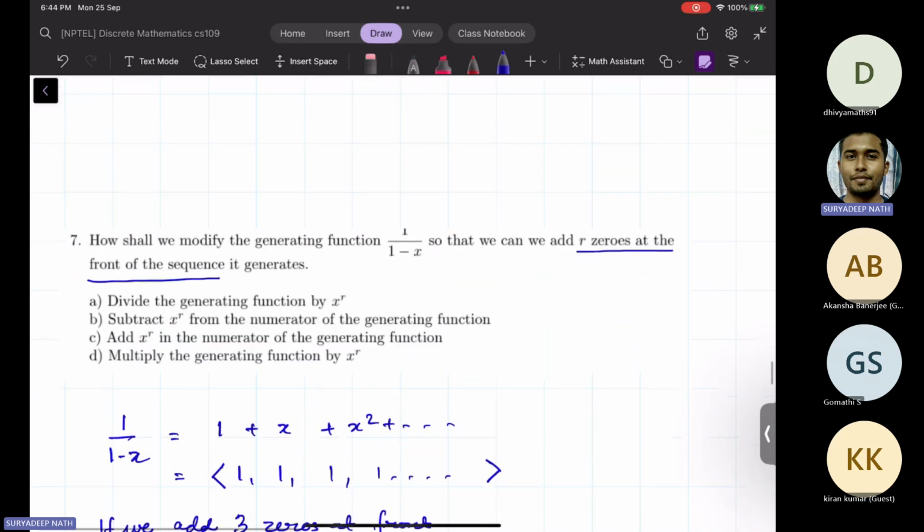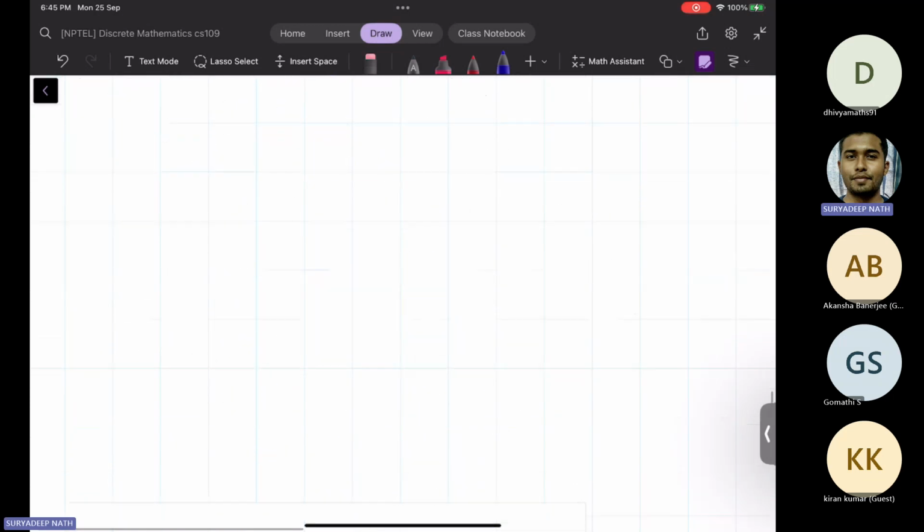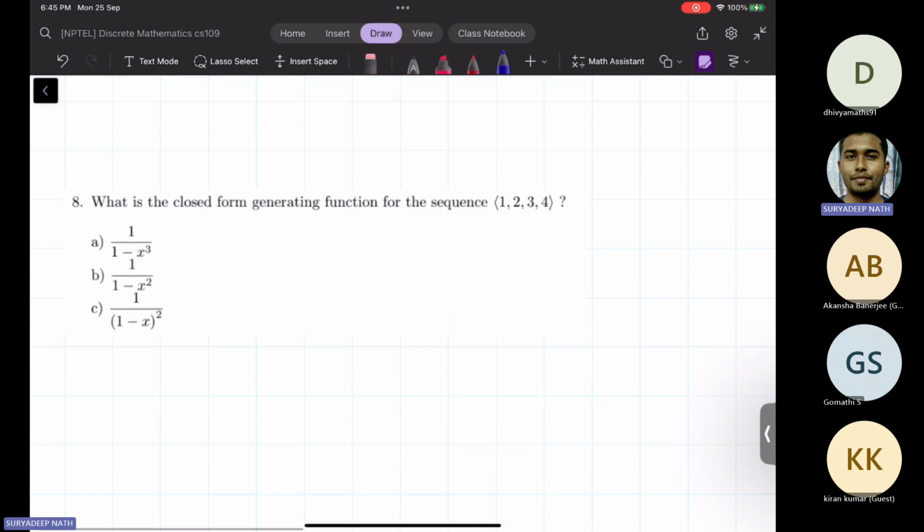So to add r zeros at the front, what we'll have to do? Multiply the generating function by xʳ. So it's as simple as that. So option D is the right answer for this question. All right, we'll move on to the next question.